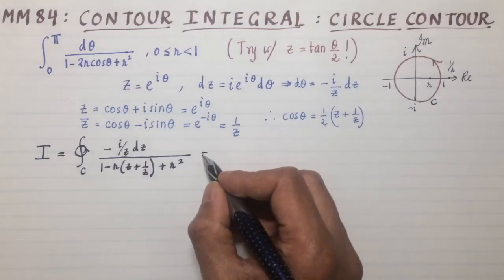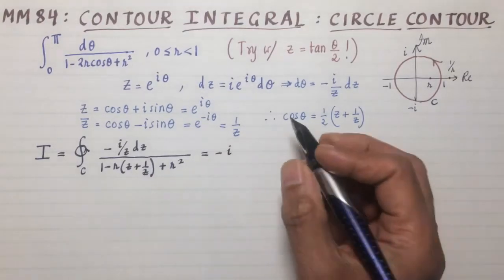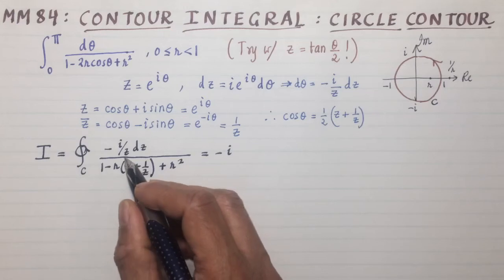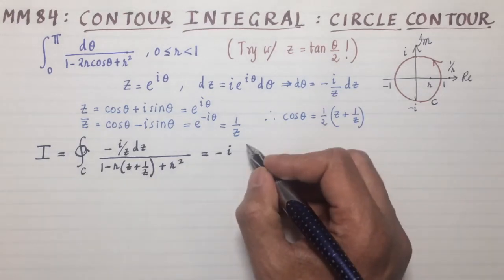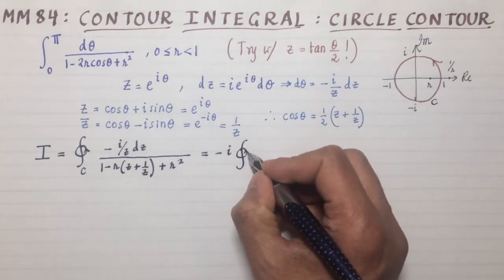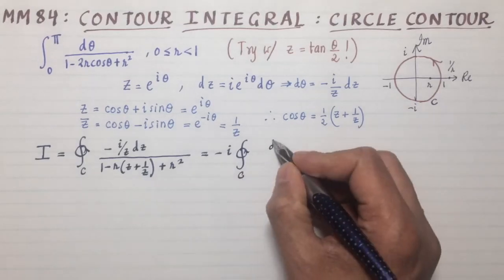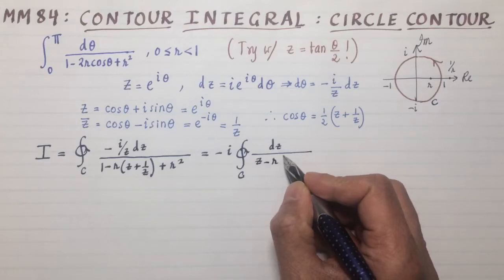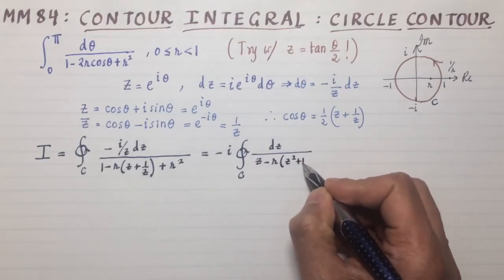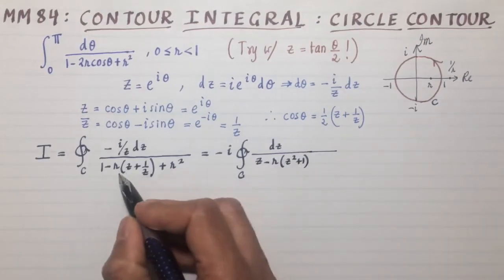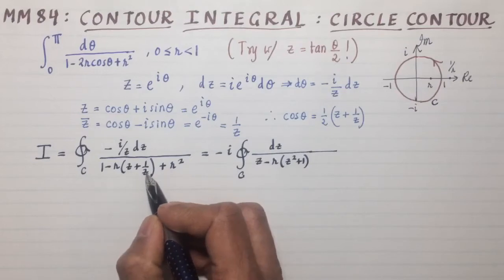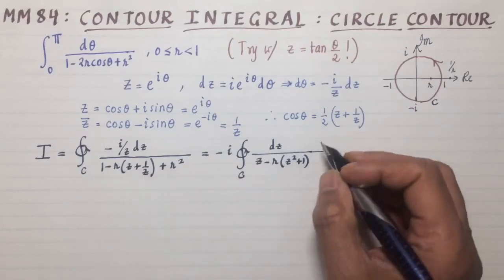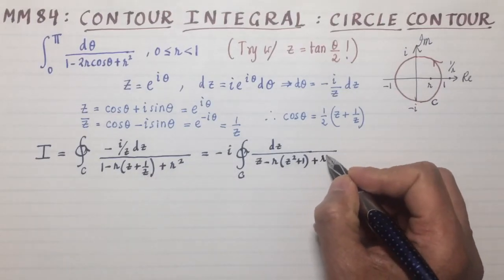Okay, now I can take the minus i outside and multiply the z throughout the denominator. So I end up getting dz divided by z minus r times z squared plus 1. Because that's z times z, which is z squared, and that's z times 1 over z, which is 1, plus r squared z.